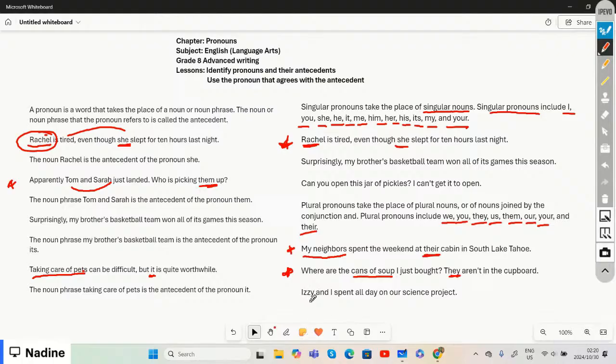Here we have an example of nouns that are joined by a conjunction. Easy and I. Easy and I spent all day on our science project.